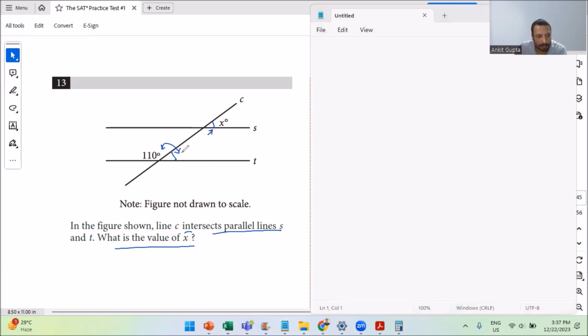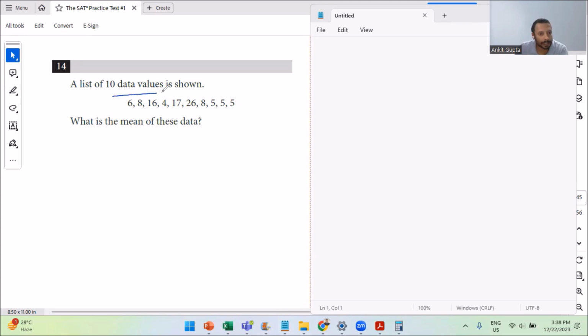We know these two angles are equal. That means this angle will also be equal to X degrees. So this will become 110 plus X is equal to 180 degrees, or X is equal to 180 minus 110 and will be equal to 70 degrees, right? So answer is 70 degrees in this case.